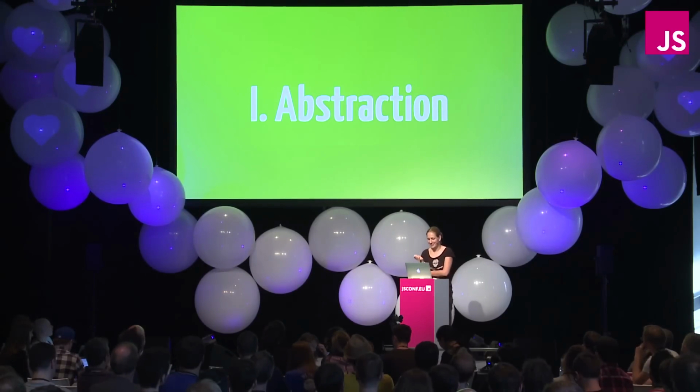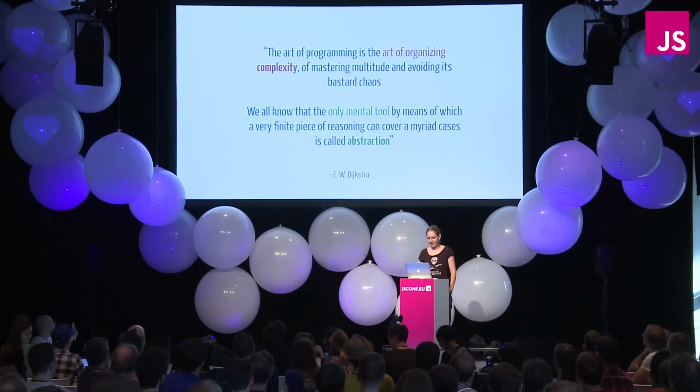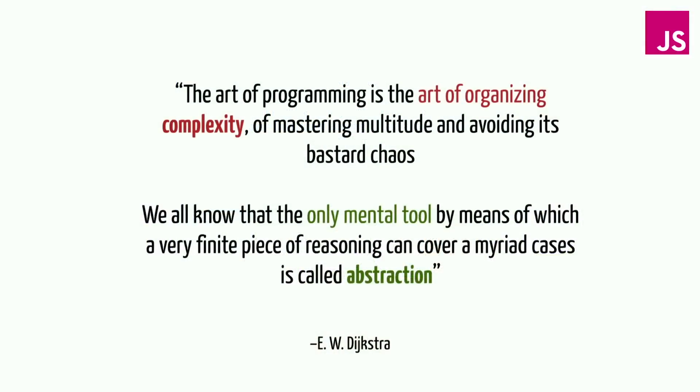Okay, let's really get started. Let's talk about abstraction. Some famous person in computer science once said, "The art of programming is the art of organizing complexity, of mastering multitude, and avoiding its bastard chaos." I really like that quote. And then he also said, "We all know that the only mental tool by means of which a very finite piece of reasoning can cover a myriad of cases is called abstraction." Isn't that great? So what does he actually mean?